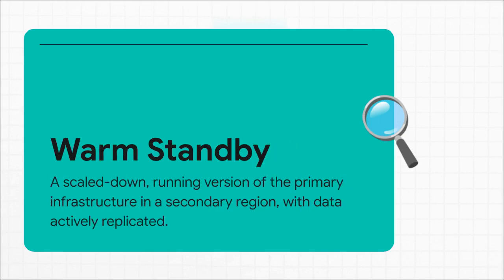Moving up the scale a bit, we get to the warm standby. And honestly, this is a super popular, really balanced option. The idea here is you have a small, kind of skeleton version of your production environment already up and running in a second region. And the absolutely critical part is that your data is actively being replicated in real time. So when disaster strikes, all you have to do is scale up your servers and point your users over. It costs a bit more, for sure, but your recovery time, we're talking minutes, not hours.